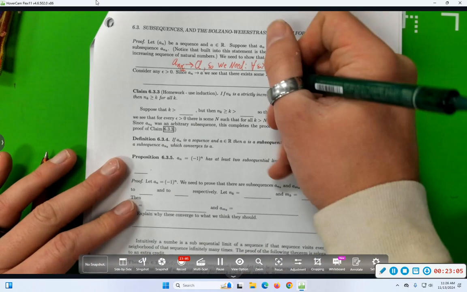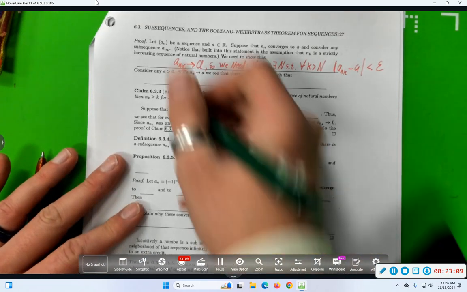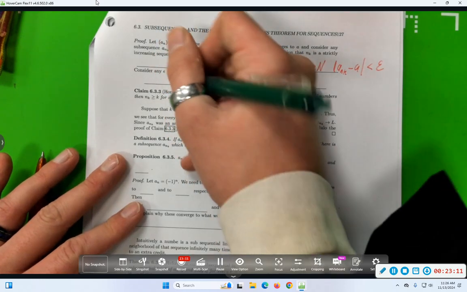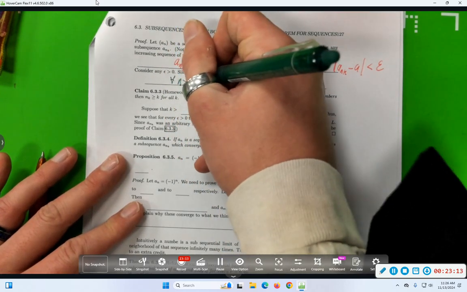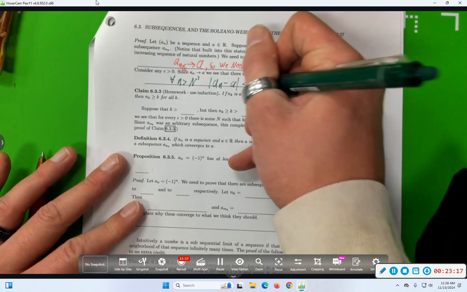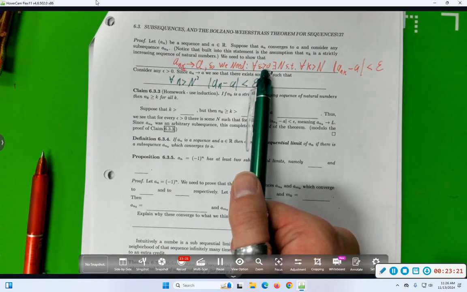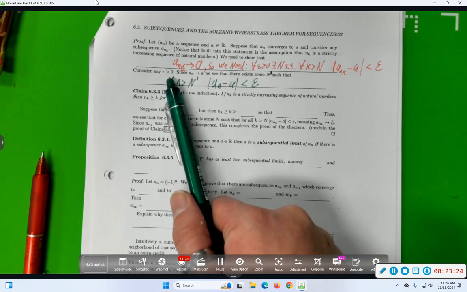So there exists some N, let's call it N prime, such that for all n bigger than big N prime, absolute value of A sub n minus A is less than epsilon. And notice I don't need to rewrite the for all epsilon bigger than 0, because I've already considered any epsilon bigger than 0 beforehand.